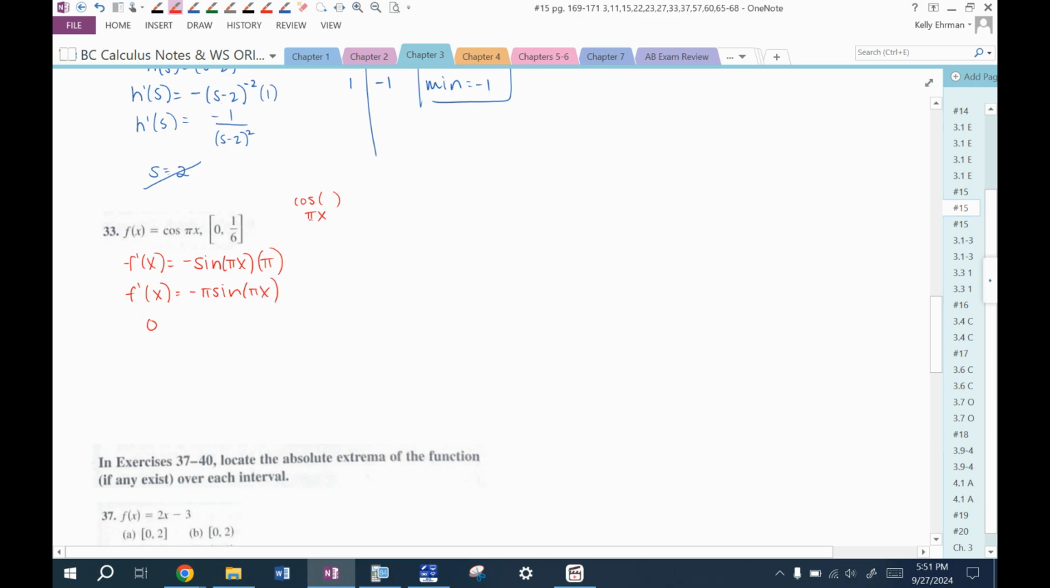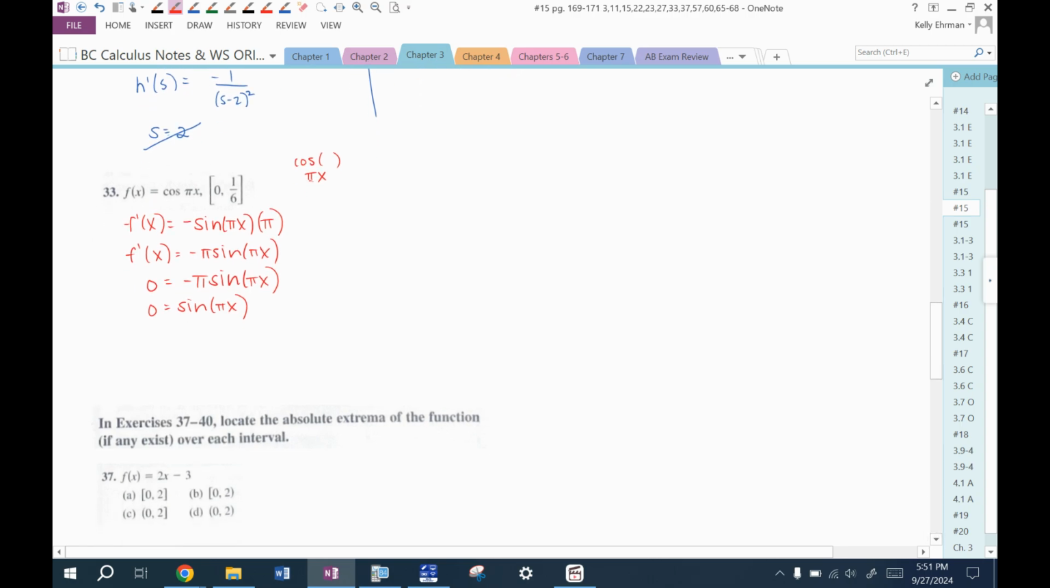Okay, for critical numbers, we're setting this equal to 0. I guess I kind of haven't been showing that. I probably should. You can divide away the negative pi. That is just a constant that doesn't matter. I just want to get it out there so it doesn't look so bad.